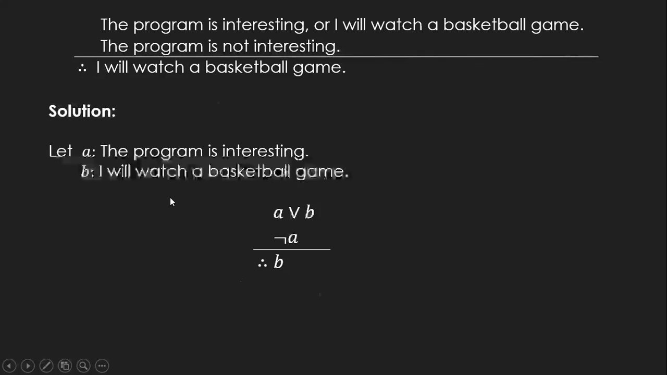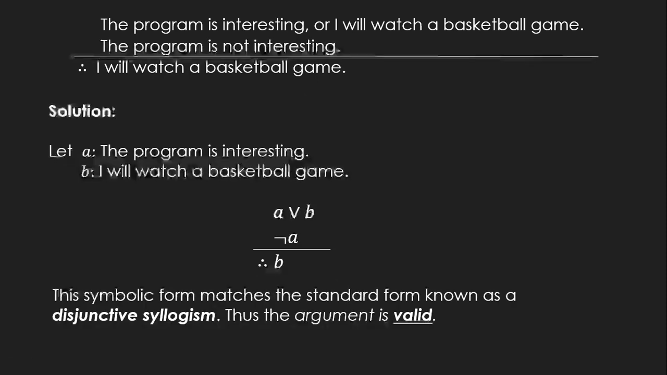Observe the pattern of this argument. We can say that this is a valid argument by the form disjunctive syllogism. Just go back to your notes and look at how a disjunctive syllogism looks, and it is very similar to this one. Hence, the presented argument is valid.